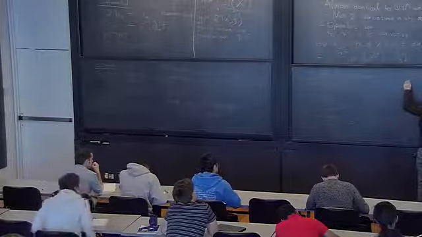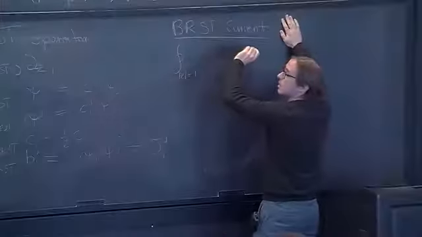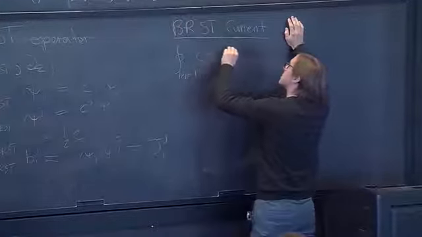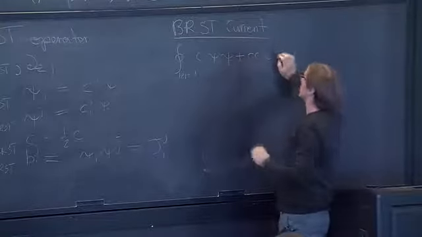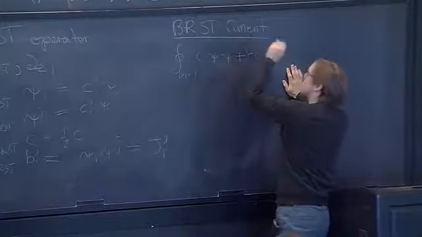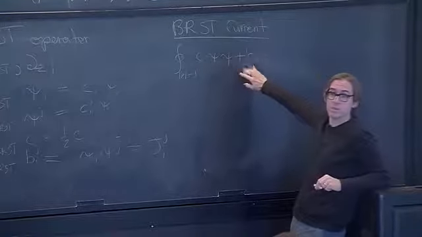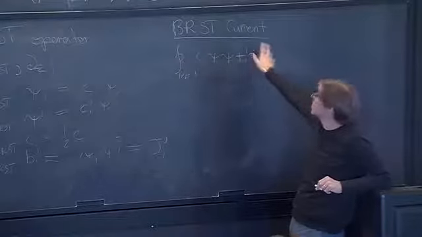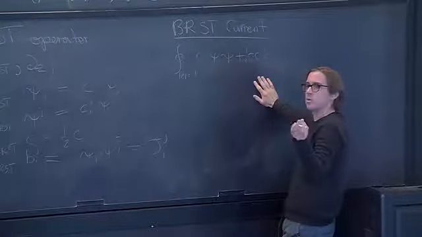And that current is the contour integral of C psi psi plus C B. This comment is only going to be understandable to people who know the language of vertex operators. There's a standard procedure: if I have a current like this, it acts on the space of local operators.